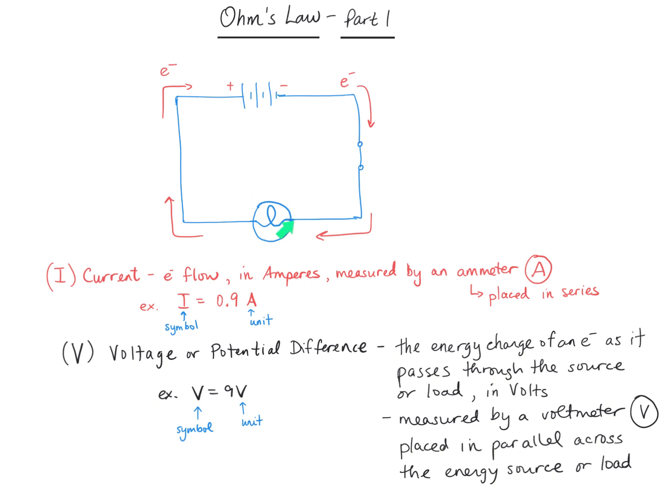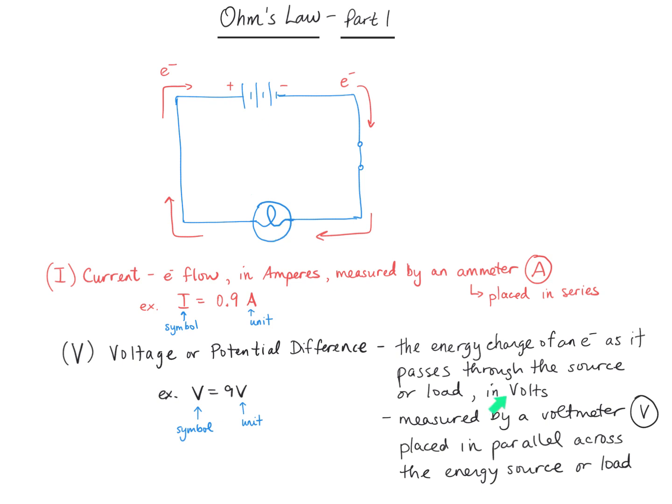So we measure the voltage drop, or potential difference, of the electron across the load here. We're really looking at the energy change of the electron as it passes through this load. When that electron has lost its energy and returns to the battery, it's going to experience a gain of energy. So we measure the voltage either across the energy source or across the load, because that's where the energy of the electron is changing.